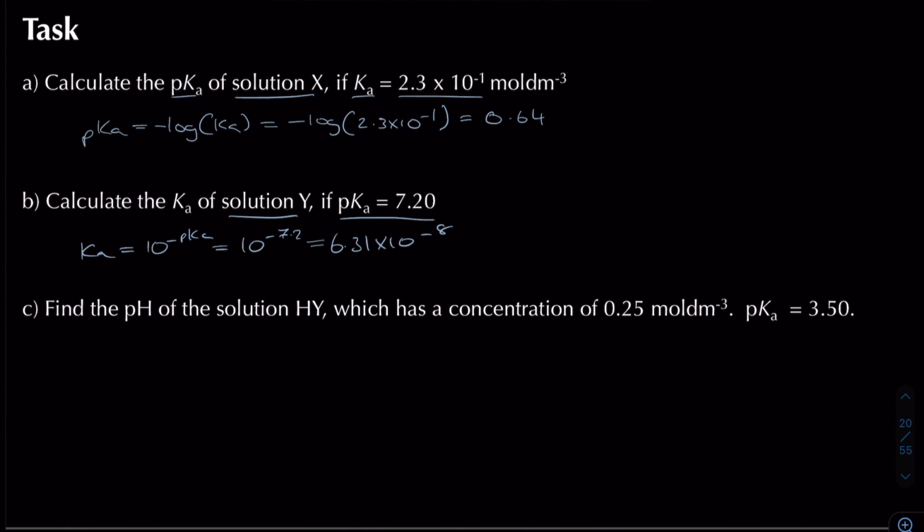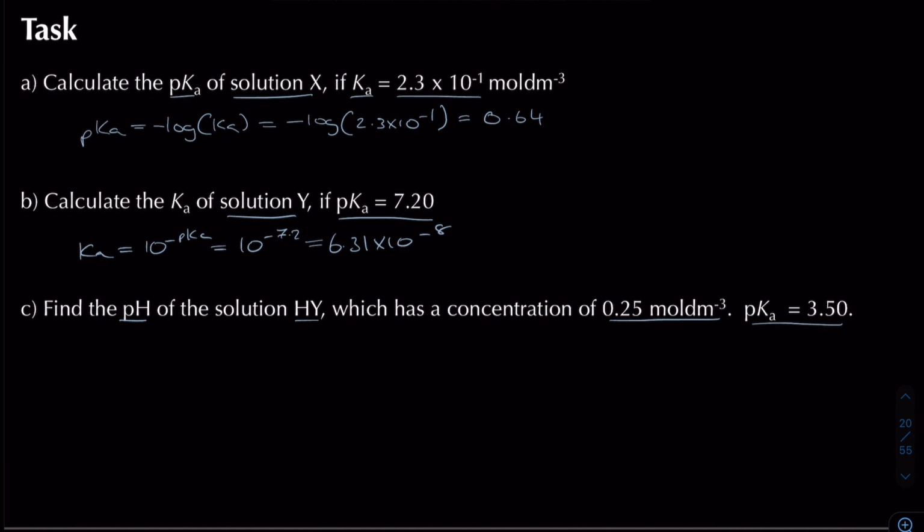Now in this next one, we're asked to calculate a value for pH of the solution HY, which has a concentration of 0.25 mole per decimeter cubed, and we're given a pKa here as well. Now straight away, to find pH, we're going to need the concentration of H plus somewhere, and we're told that the concentration of HY is 0.25 mole per decimeter cubed. It's going to be a weak acid as well because it involves pKa, which we can find Ka from. So first thing is, we're going to need to find a value for Ka, which is going to be equal to 10 to the minus pKa, which is going to be equal to 10 to the minus 3.5, which gives us a value of 3.16 times 10 to the power of minus 4.